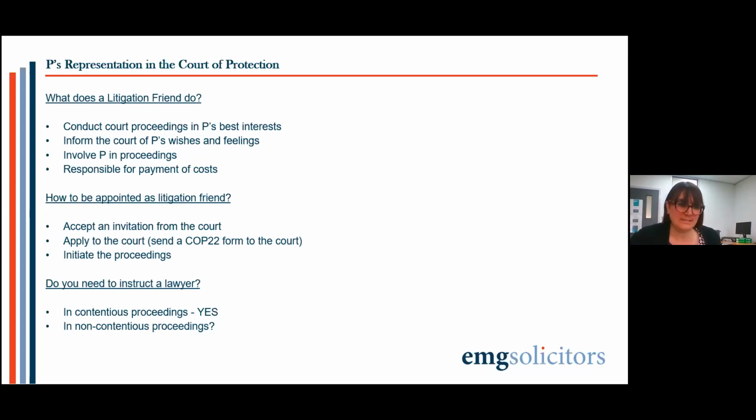How are you appointed as litigation friend? Either the court just invites you and appoints you. You can apply. You can use the specific COP form to say, I believe this person lacks capacity, I'm an appropriate person to act and I'm willing to. Or you can initiate the proceedings. So where it's a standard authorization challenge under section 21A, it will be one of the first things in the first order, who's going to act for P.